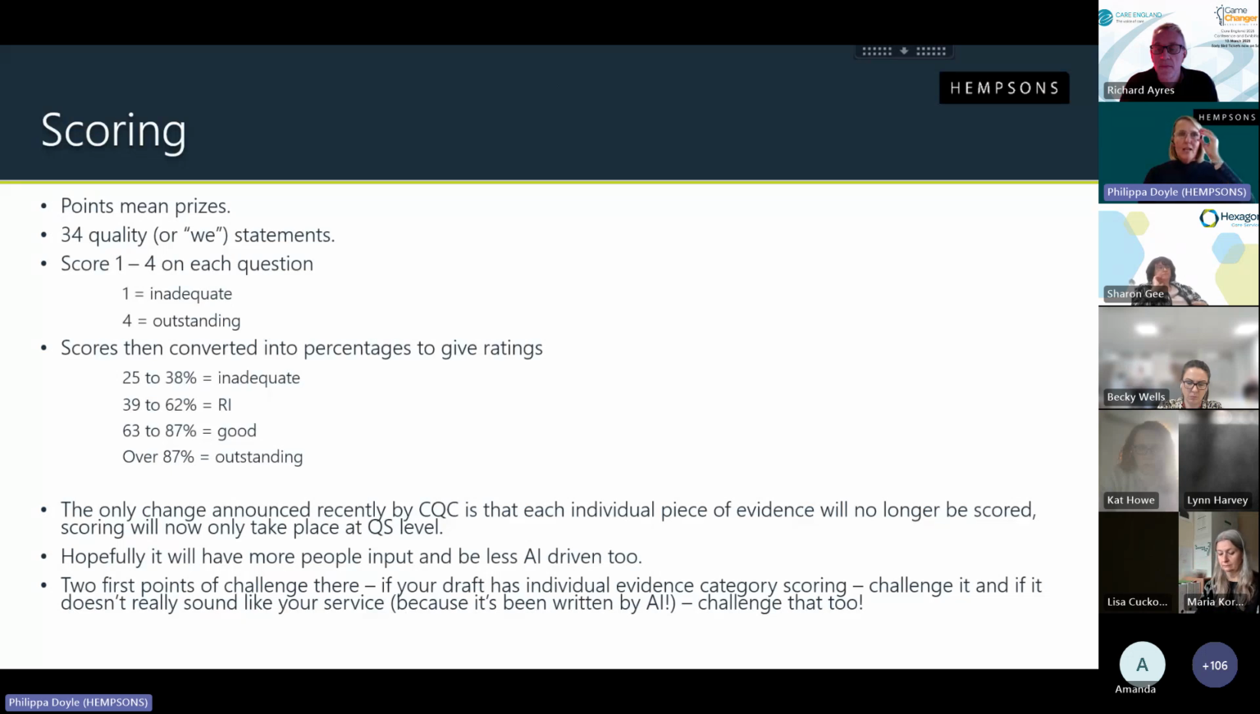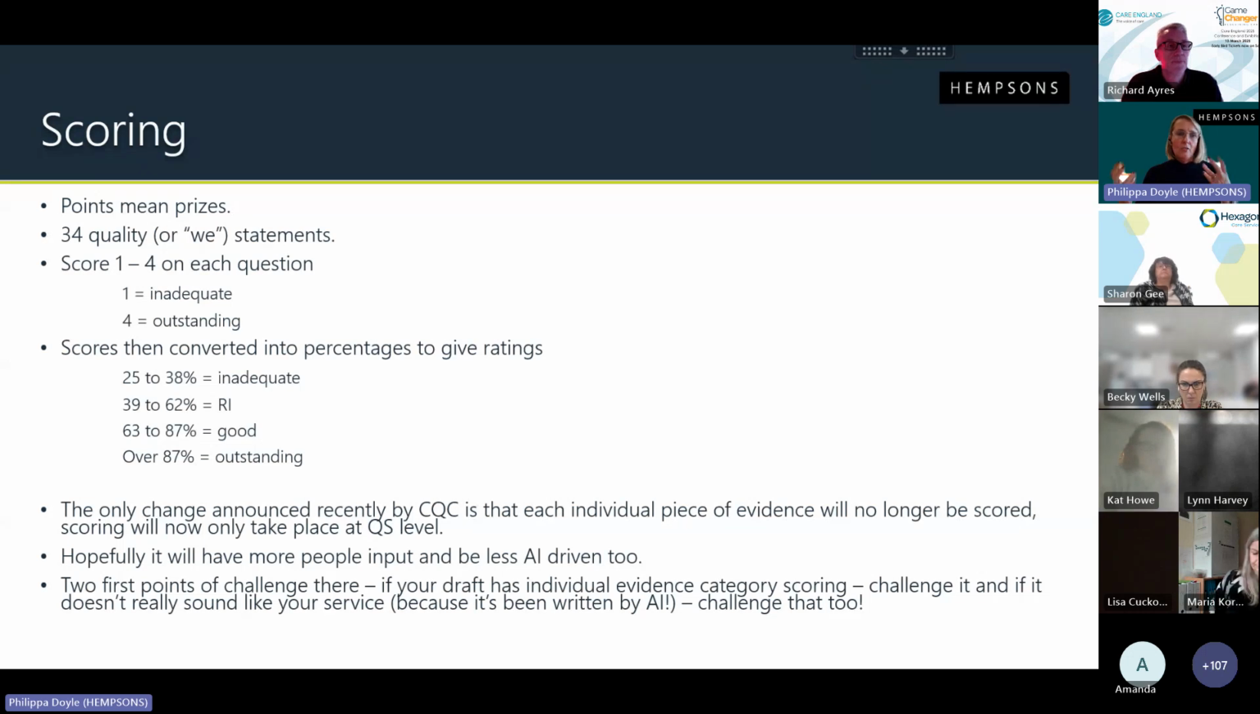But also, if when you're reading the report, it just doesn't sound like your service, that's probably because it's been written by a robot. So challenge that as well. You know, it needs to have that personalised element to it. It needs to have some colour that allows a member of the public reading your report compared to reading your neighbour's report to make a difference and make a distinction between those two services, to decide where they want to place their relative or friend.